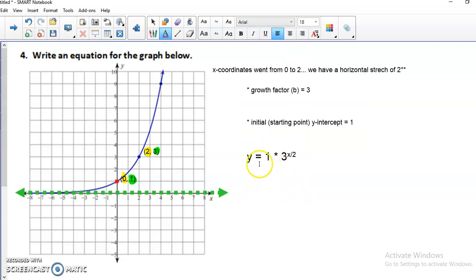Also, you do not have to write that 1. I just write it to be consistent with what I've been doing. But remember, we didn't add or subtract anything on this because we didn't shift up or down or left or right. And I knew that because this point was still sitting pretty at 0, 1, which it always does if it wasn't translated at all.